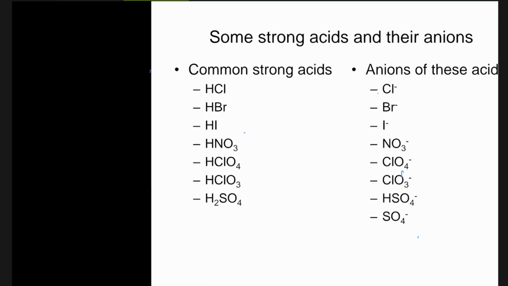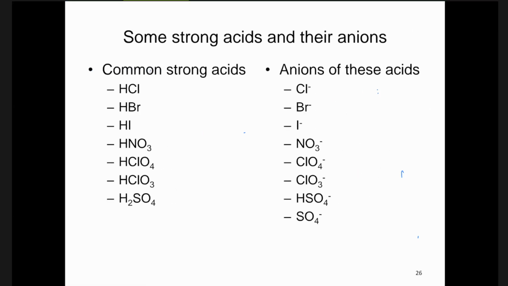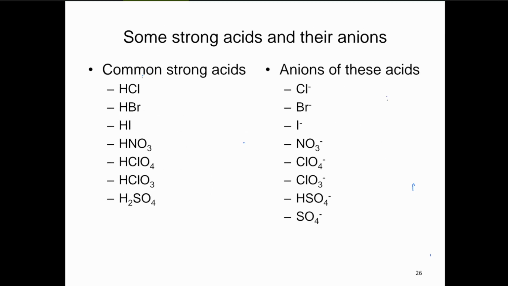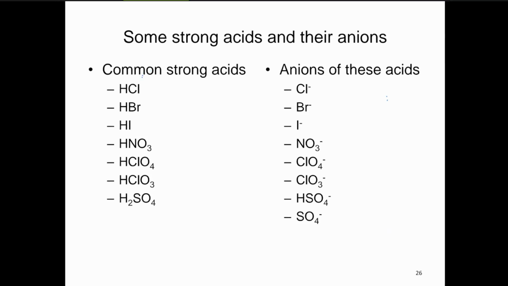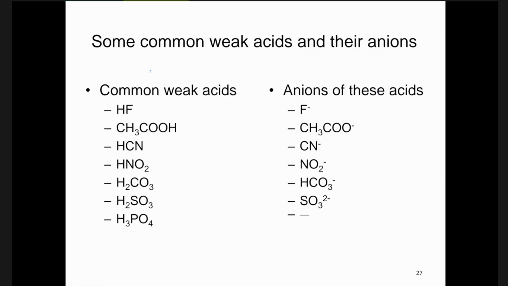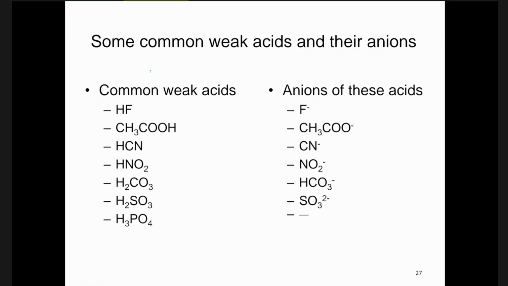So this slide is quite classic. You have strong acids and then their anions. So you have HCl, the anion will be Cl-, something quite easy. We don't need to talk more about this. You have a weak acid and the anion, so it's quite easy.